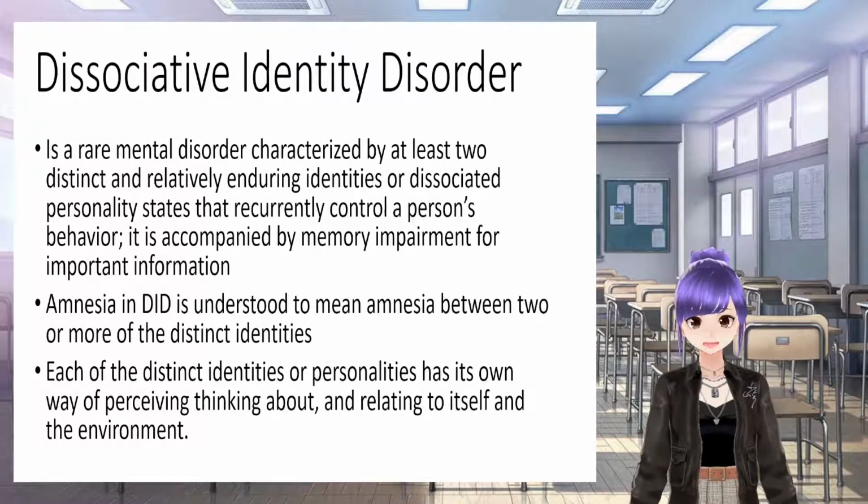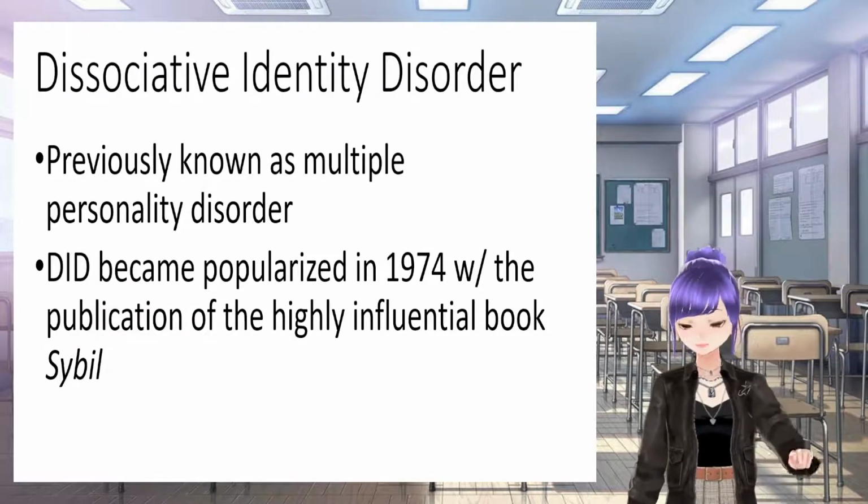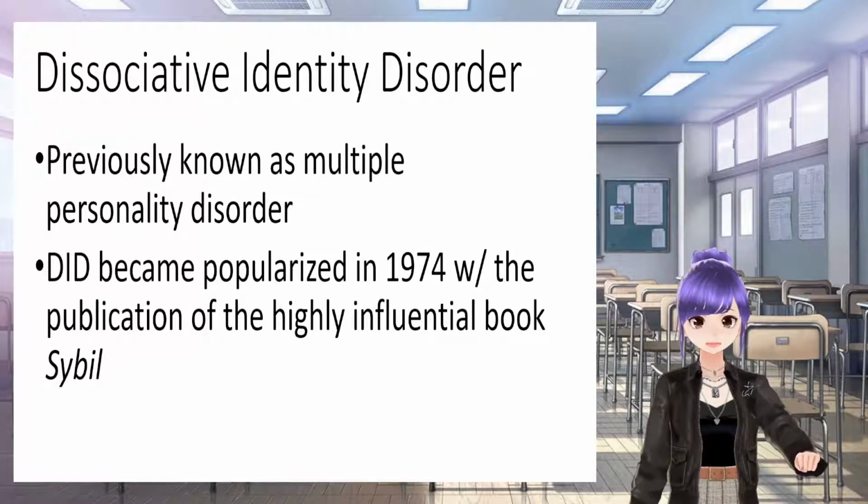Each of the distinct identities or personalities has its own way of perceiving, thinking about, and relating to itself and the environment. It was previously known as multiple personality disorder. DID became popularized in 1974 with the publication of a highly influential book, Sybil, describing what Robert Rieber called the 3rd most famous multiple personality case. It presented a detailed discussion of the problems of treatment of Sybil, a pseudonym for Shirley Ardell Mason. Although the book and subsequent films helped popularize the diagnosis and trigger an epidemic of the diagnosis, later analysis of the case argued that Sybil may not actually have DID.